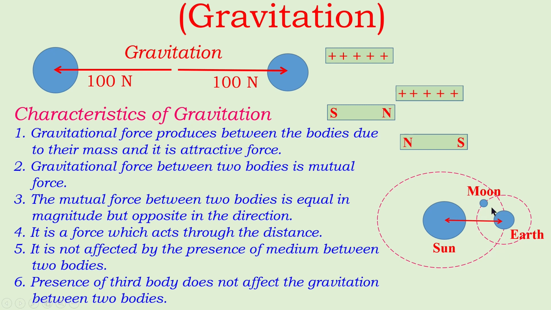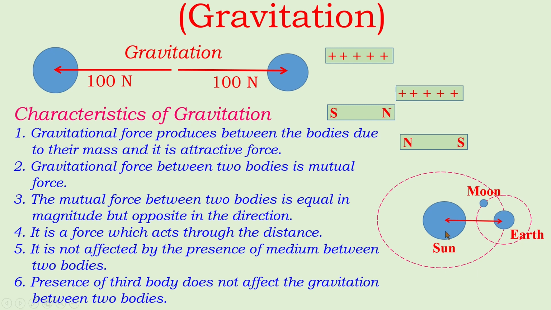Whether the Moon is present or not, it doesn't make any difference to the gravitational force between the Sun and Earth. Until and unless the mass of the Sun and Earth changes and the distance between them changes, it won't be affected by any other heavenly body which is nearby or not. That's why the presence of a third body doesn't affect the gravitational force between two bodies. Okay, these are some important characteristics we have to remember related to gravitational force between two bodies.